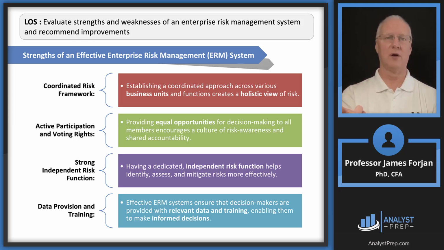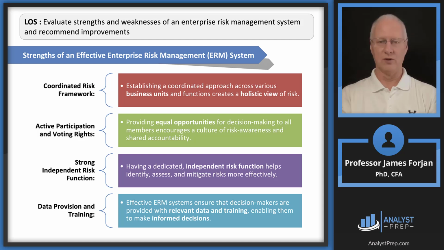So this is the second part of this learning outcome statement. Coordinated risk framework, active participation, strong independent risk function, data provision, and training. Think about how viewing this as an enterprise-wide risk management system or structure. Think about how it adds information to the entire process.